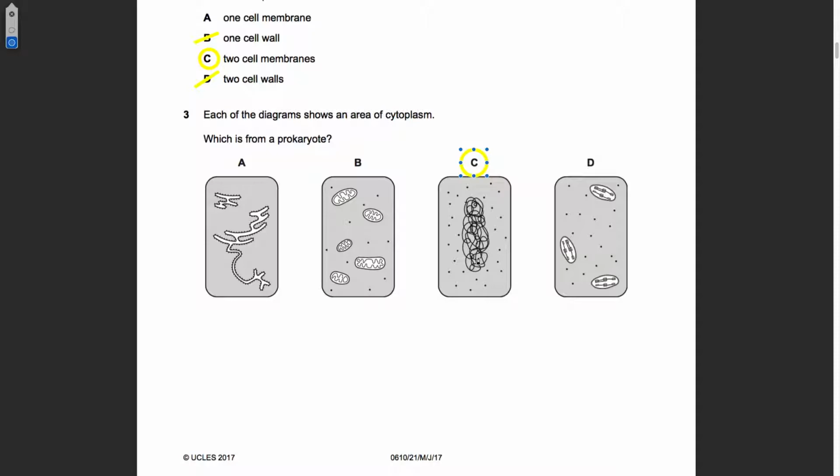There's no membranes around its structures, whereas in both A, B, and in D, of course, as well, all of these structures have membrane around them, which is shown by the lines. So this is the only one without membrane-bound organelles, so it's a prokaryote. The others are from what we call eukaryotes.